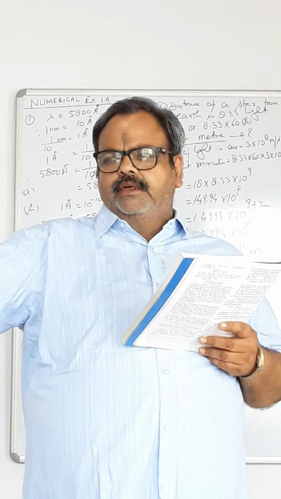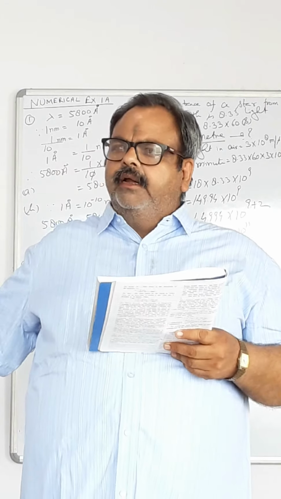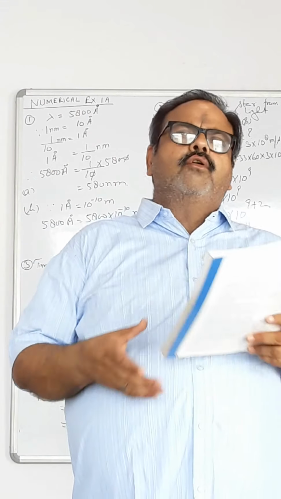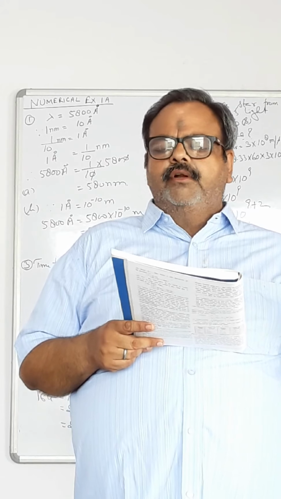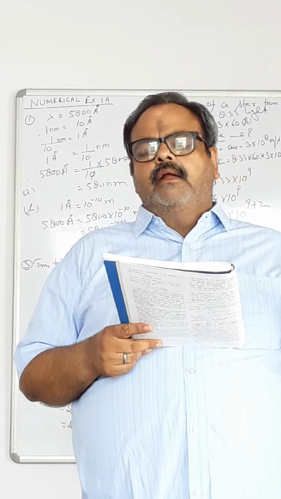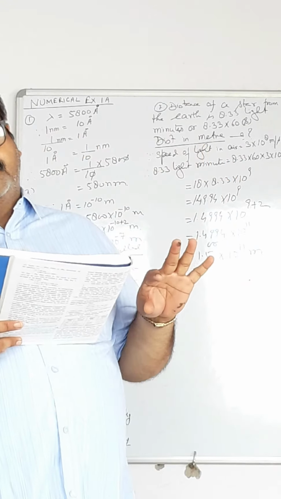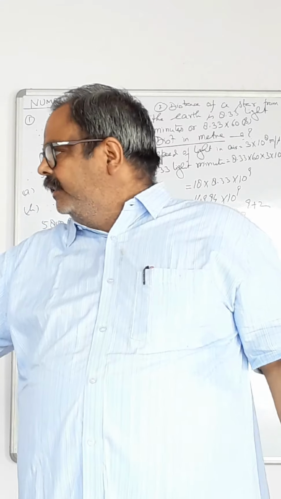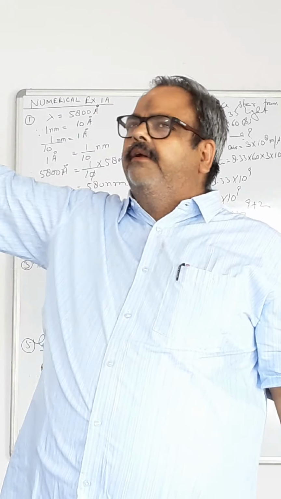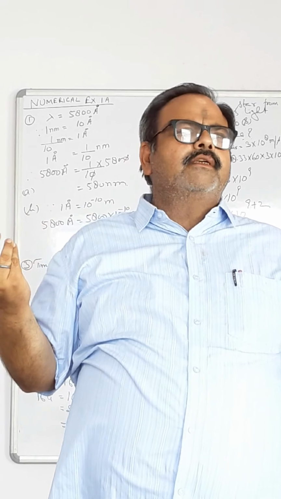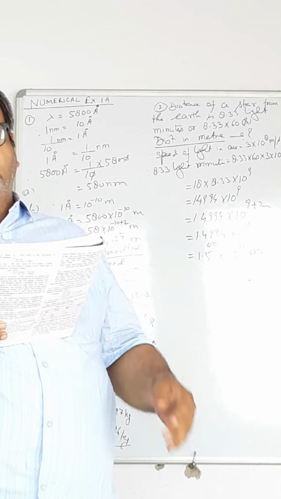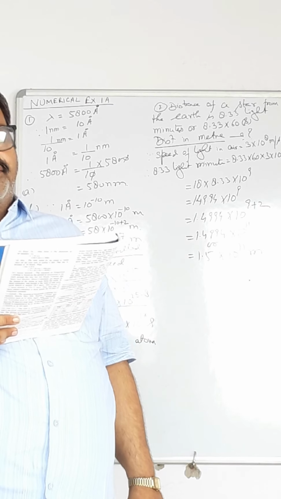Area of this room is length into breadth. Length is measured in meters, breadth is also measured in meters. So meter into meter, the unit symbol will be meter square. Volume of the same room: length, breadth and height. All are given in meters. So meter into meter into meter, it will be meter cubed. This will be the symbol for the volume.